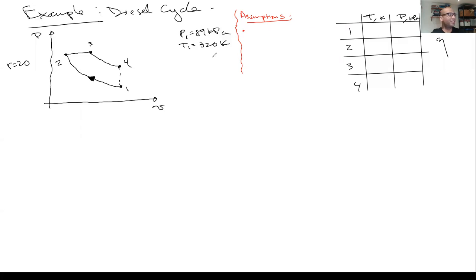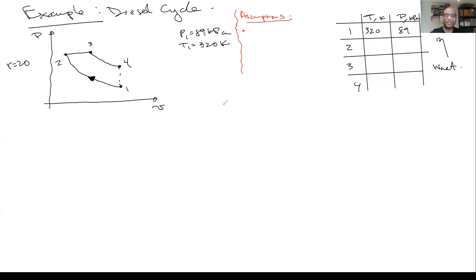All right. So fuel is injected at constant pressure. Let me start again. Consider a compression ignition engine with a compression ratio of 20. Temperature and pressure at the start of compression are 320 and 89. So I can put those in already. Fuel is injected at constant pressure to an equivalent heat input of 1800 kilojoules per kilogram of mixture. Find all temperatures and pressures, cutoff ratio, net work, and efficiency.